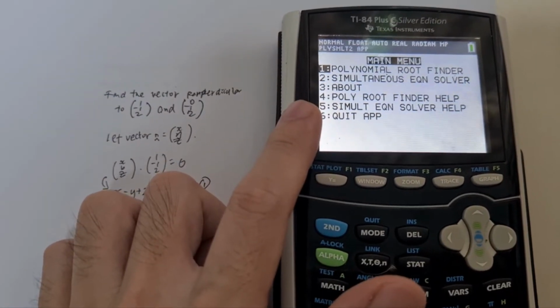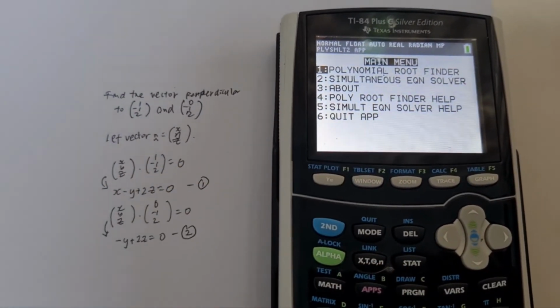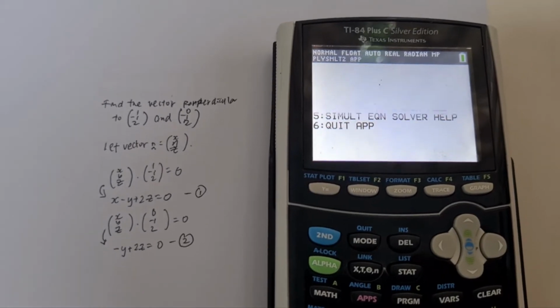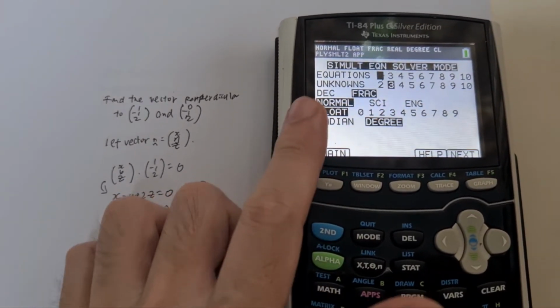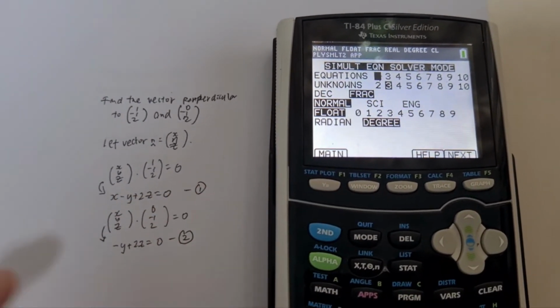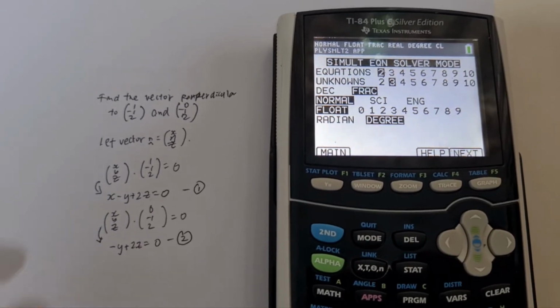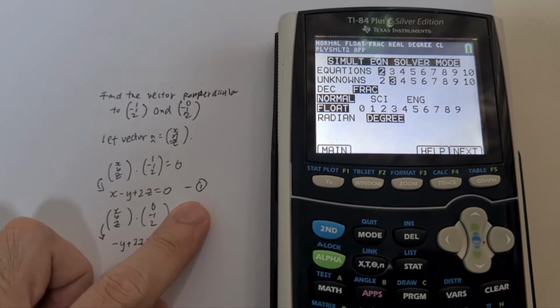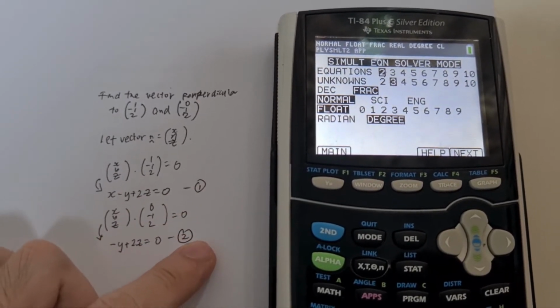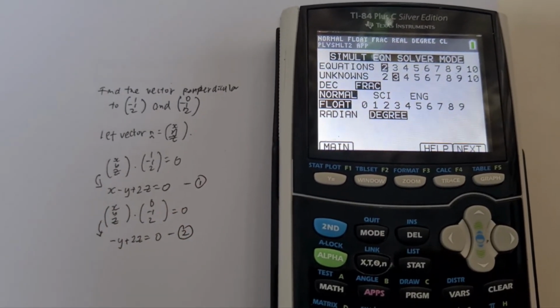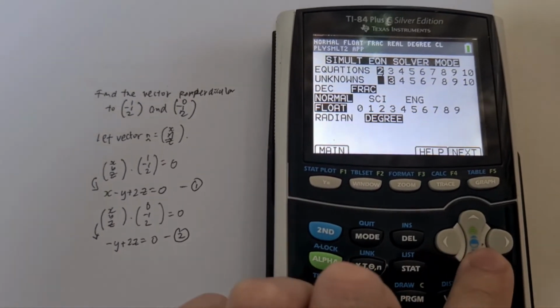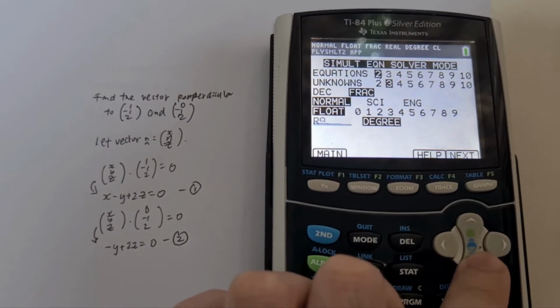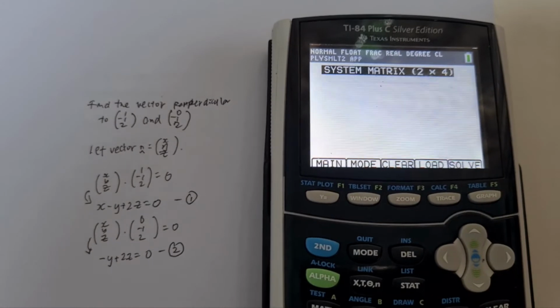We go on to the main menu and we select simultaneous equation solver, which is number 2, and it brings you to this page whereby all you need to do is specify the equations and the number of unknowns. For this particular case, I have 2 equations, 3 unknowns, and the rest are pretty much as it is. And then we click next.